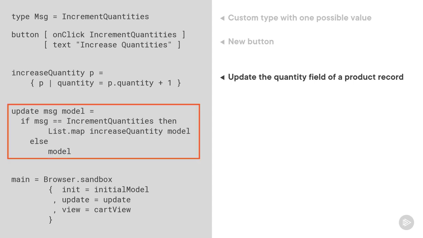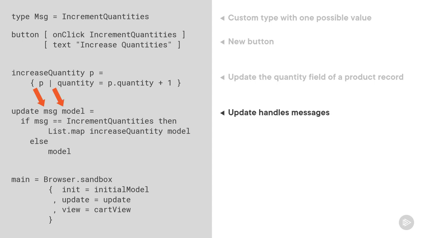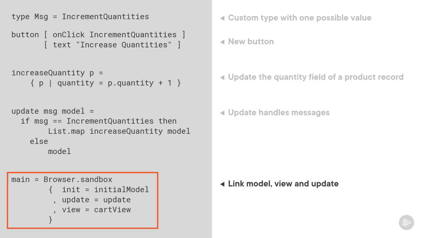The update function has two parameters, the message and the model. If the button is pressed, the increment quantities message is sent, so the update function returns this expression. List.map is going to call the increase quantity function on each record of the model and return a new updated model. If the button was not pressed, then just return the original model. So far, we only use models and views. To add the update function, we need to set main to the output of Browser.sandbox called with a record that has the initial model, the update function, and the view function.